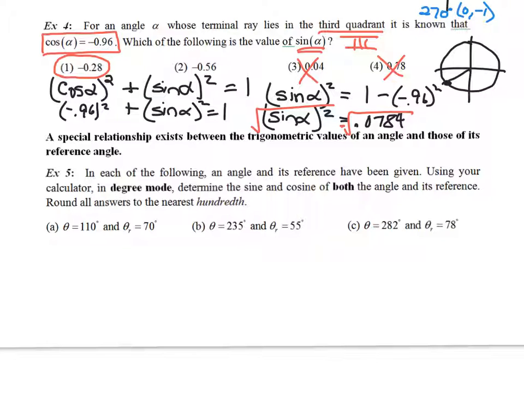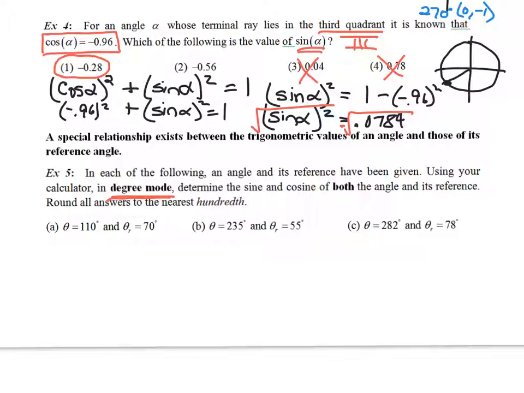So for example number 5, it says there's a special relationship that exists between trig values of any angle and the trig value of its reference angle. So we would like to investigate what might be that relationship. For each of the following, we're given an angle and its reference angle, and using our calculator, please be sure that you've set your calculator into degree mode. So hit the mode key and make sure it's on degree right now.